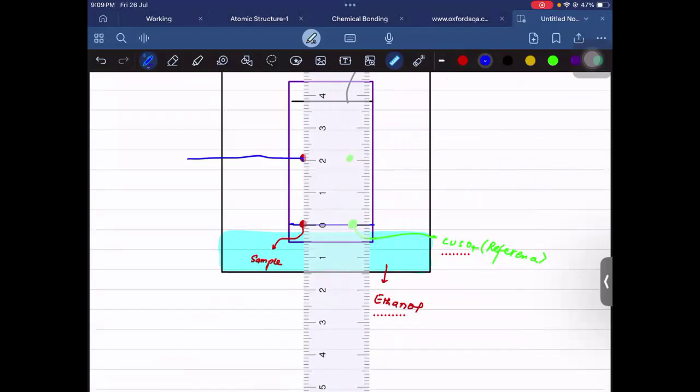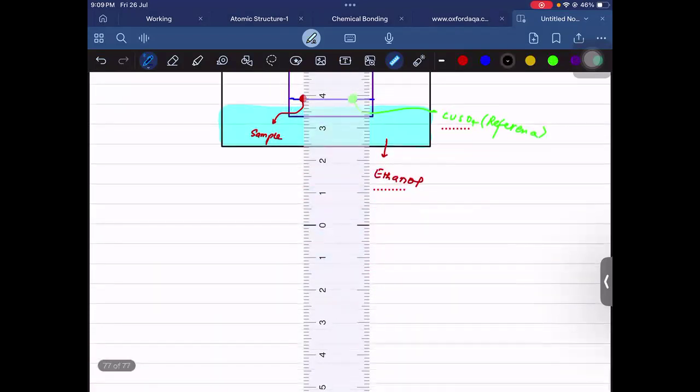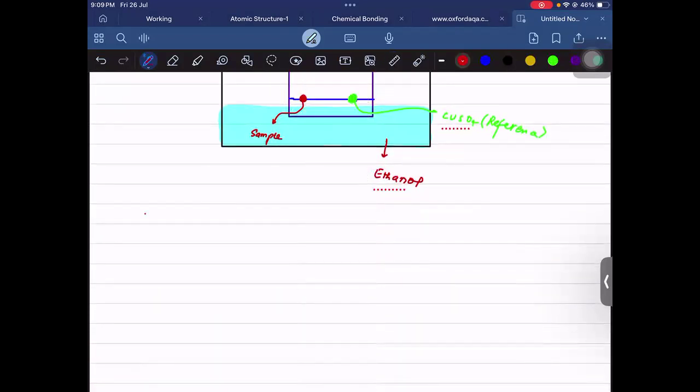This is 2 centimeter. Also this is 2 centimeter, the same distance. And the distance of solvent is, let's suppose, 4 centimeter. So now I'm telling you that the RF of the sample, that is biryani, would be equal to 2 upon 4, that is equal to 0.5.